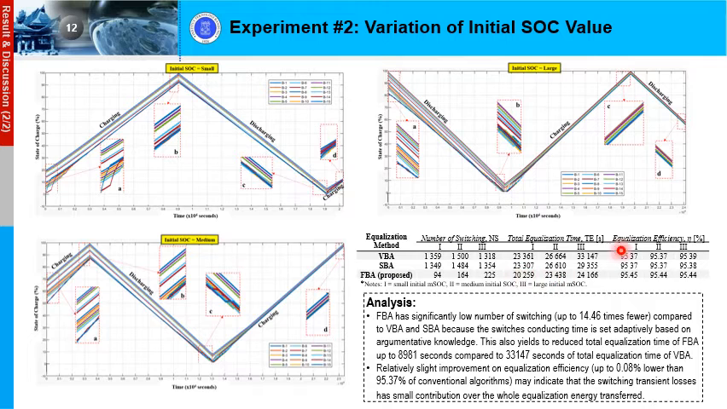As can be seen in this table, the number of the switching in proposed algorithm has significantly reduced, and the total equalization time is reduced also. But the equalization efficiency only slightly improves. This shows that the switching transient losses has small contribution over the whole equalization energy transfer.